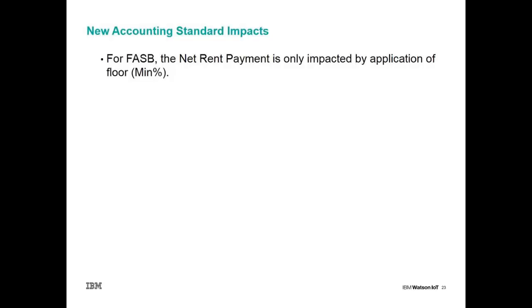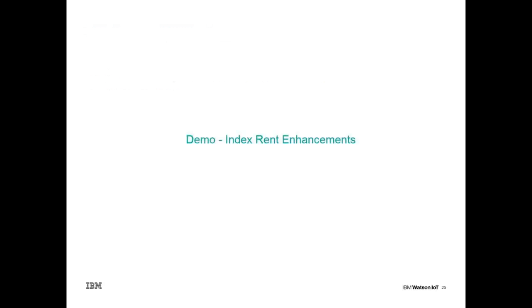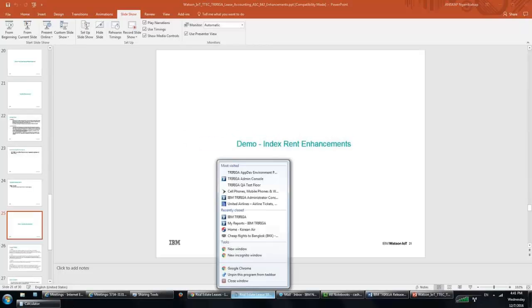For ASC 842, the impact of the new standard for GAAP is that the net rent payment is only impacted by the application of the minimum floor percent. I will show you in a minute how to set that up. On the application change, on the fiscal line item, the net rent field will have the minimum floor percent applied. It's no longer just the rent amount that you get from the payment schedule. So I'm going to go back to the system and show you how to set that up first.